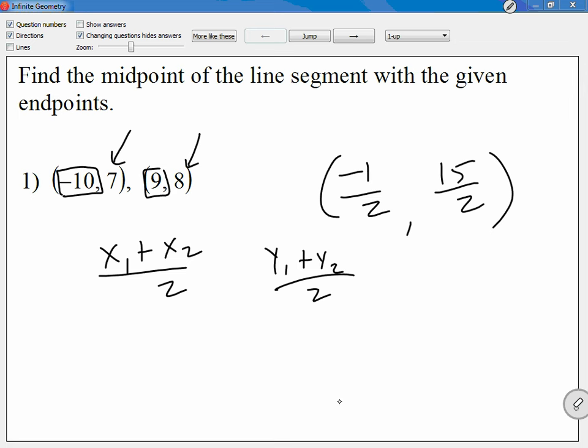Alright, so here, remember that for the x value, add the x's divided by 2. For the y value, add the y's divided by 2. Alright, any questions on those 4?